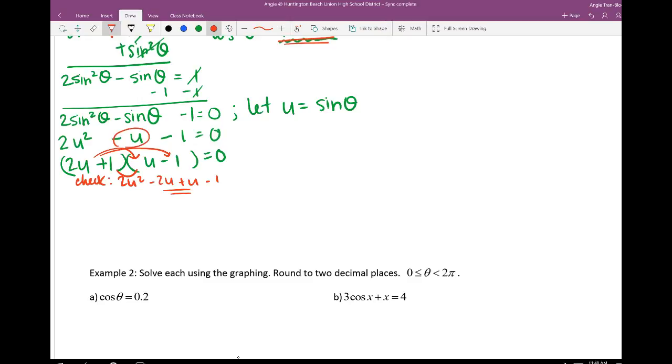So we are okay. Then take each factor and set it equal to 0. So 2u plus 1 equals 0, and u minus 1 equals 0. Then solve for u.